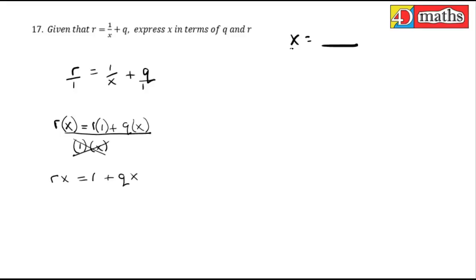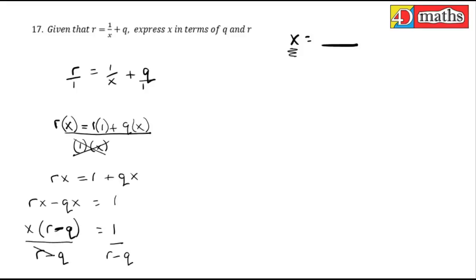Now I want to get x on its own. So the way to do it is I bring all the x's to one side. I'm going to factorize out the x. That brings the two x's into 1x. And to find x on its own, I divide both sides by r minus q. They cancel out. So the answer is x is equal to 1 over r minus q.